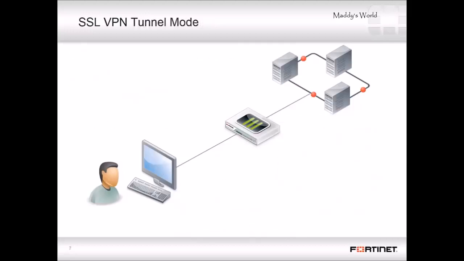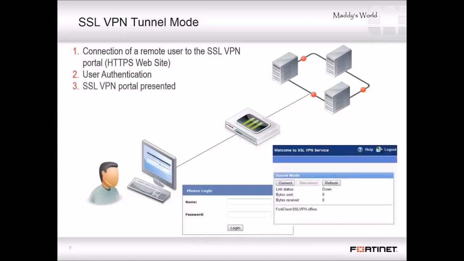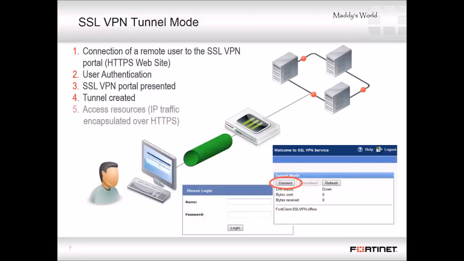Let's move on to tunnel mode. Although the initial 3 steps are the same as web only, there are some important differences with the remaining steps. First, users access the Fortigate via HTTPS, where they need to authenticate. They are presented with the SSL VPN portal again, but this time they use a widget called Tunnel Mode. By clicking on Connect, a tunnel is established between the PC and the Fortigate device.